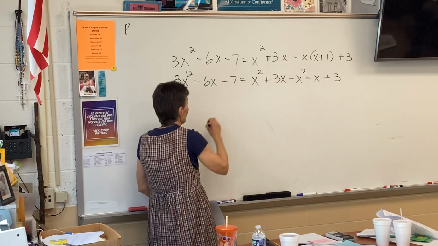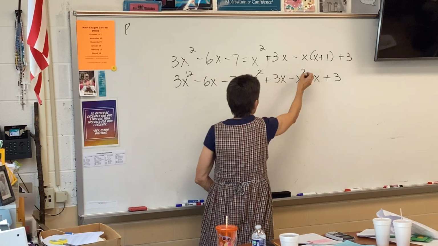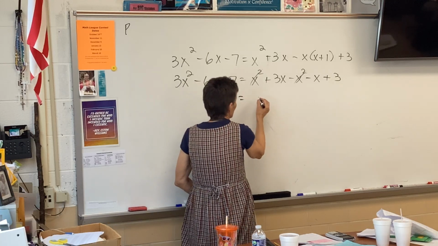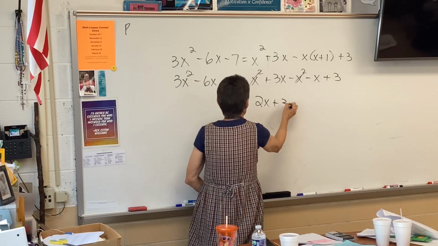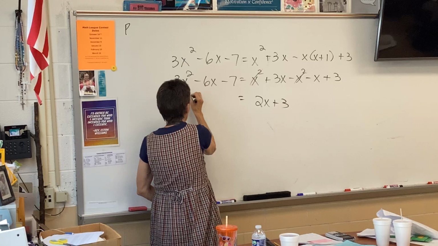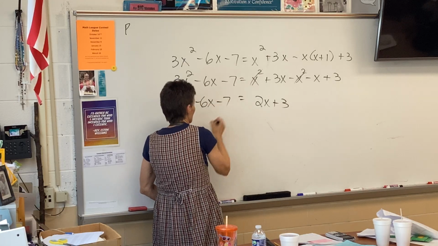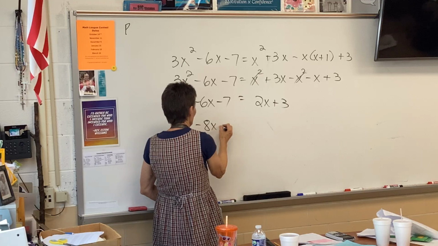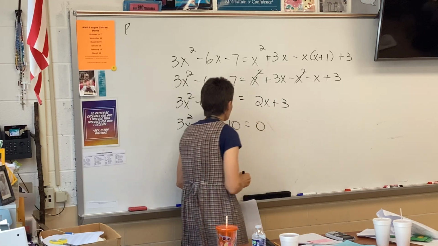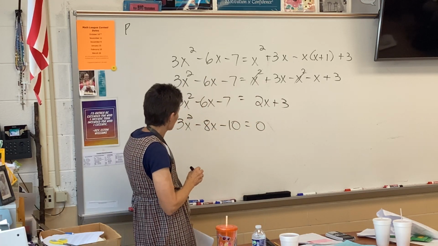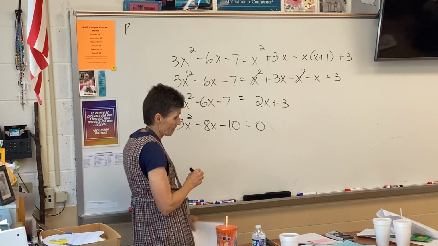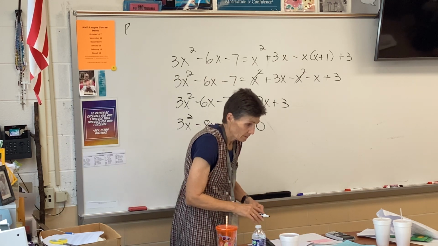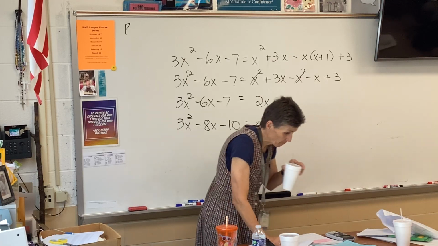So I have 2x plus 3. Please catch my mistakes. Don't just blindly write down what I write, because I make a lot of mistakes. How does this look?